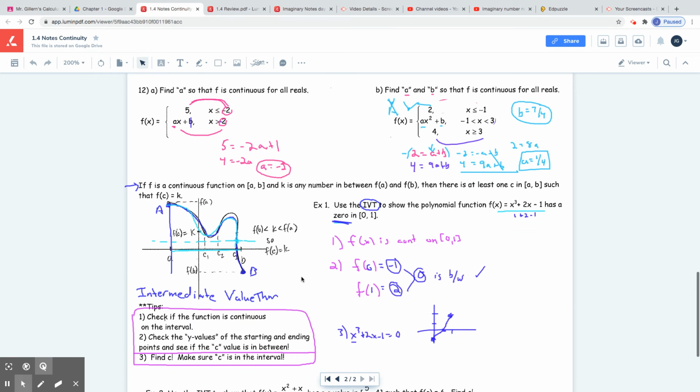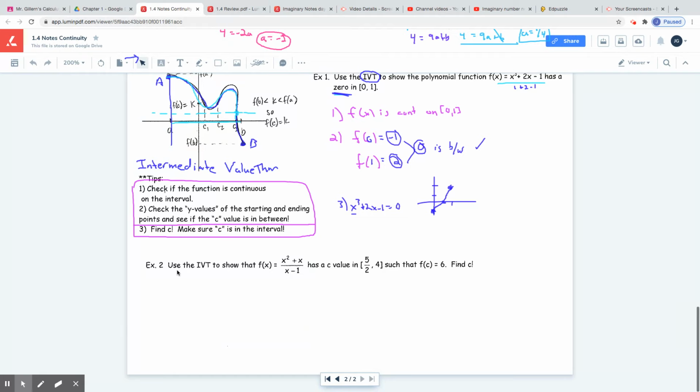Now, last one on here. Use the IVT to show that this function has a c value on this interval such that f of c equals 6. So instead of checking if 0 is in between, we're now checking if 6 is in between. This is our A and B. These are our starting points. These are the numbers that we're going to plug into this.